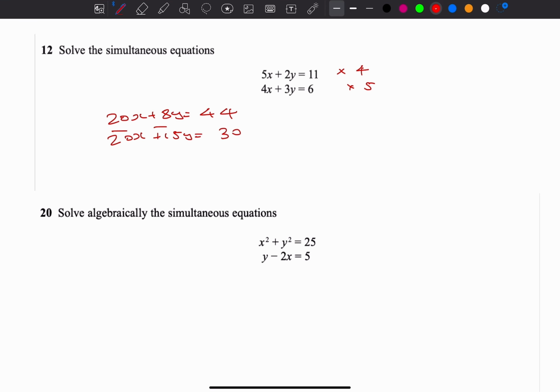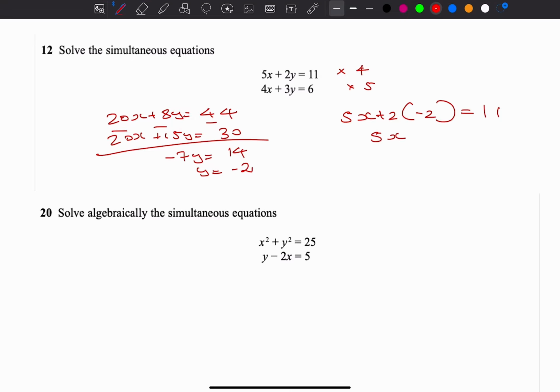And you take away. That cancels. Minus 7y equals what's that? 14. Y is 14 divided by minus 7, which is minus 2. Then it's 5x plus 2 times minus 2 equals 11. Then 5x, 2 times minus 2 is minus 4, equals 11. Add 4 to cancel. 5x is 15, x is 3.